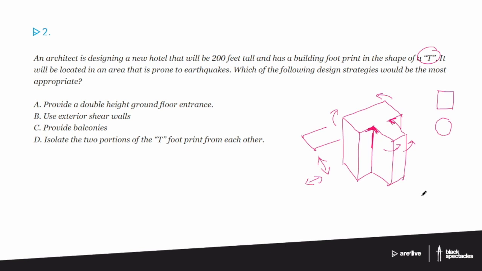So the first thing you noticed was the T, and you're starting to figure out what of that is going to be the big issue. If you see these reentrant corners, you're trying to make these shapes as regular as you can, and looking through these answers will give you a clue as to which one would be the best. So the first one, for example, is a double height ground floor entrance. Those are things we try to avoid as engineers. It gives you a soft story, we call it.